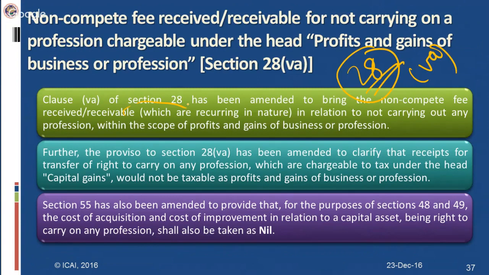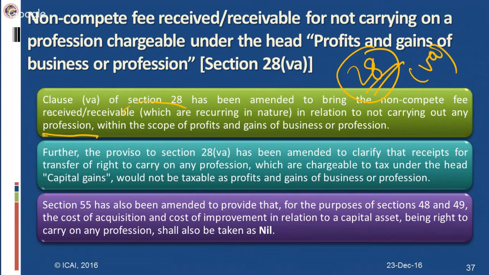So because of that reason, Mr. A pays some amount to Mr. B for not carrying on, saying that you cannot carry on this business for, say, 3 years. For that he pays him a sum of 3 lakh rupees. That sum of 3 lakh rupees would be chargeable to tax in the hands of Mr. B. But there was no such similar provision for a profession.